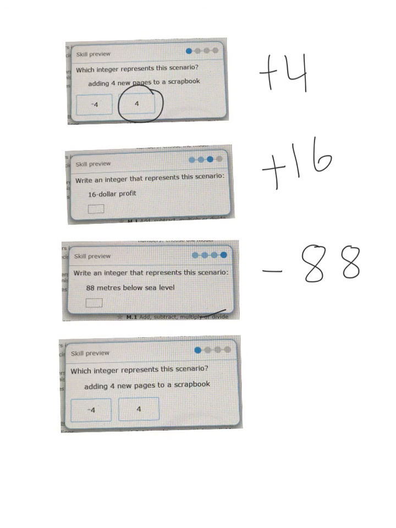And I think that's all you need to get started. As you can see, this one at the bottom, I realize we've already done at the top. Adding new pages would be a positive 4.